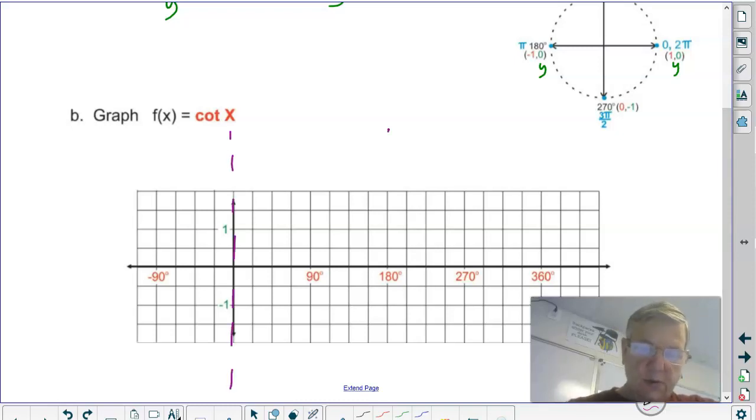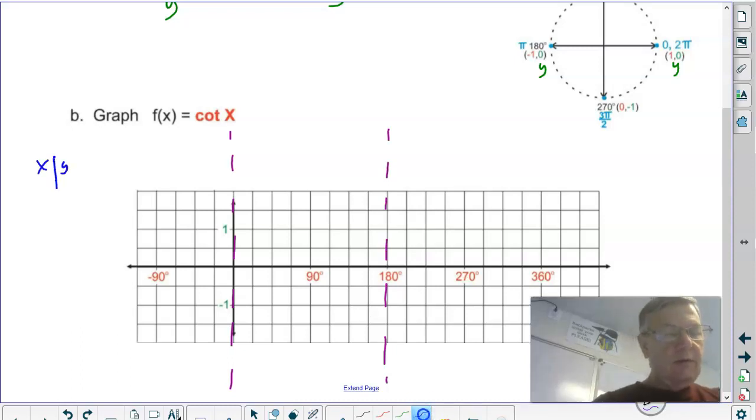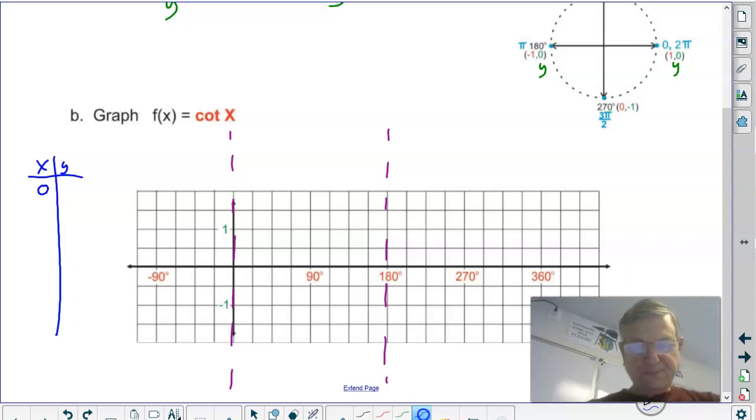They're at 0 and at 180. So now when I do my XY chart, I want to start at 0, so go ahead and punch in 0. Okay. So also now we have to understand how to do the cotangent.